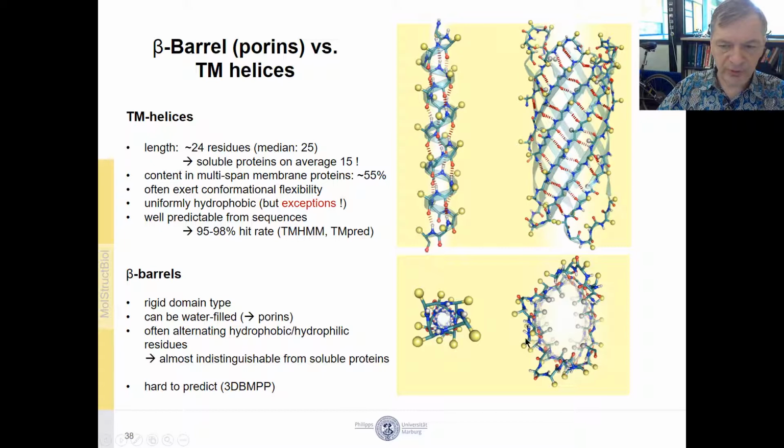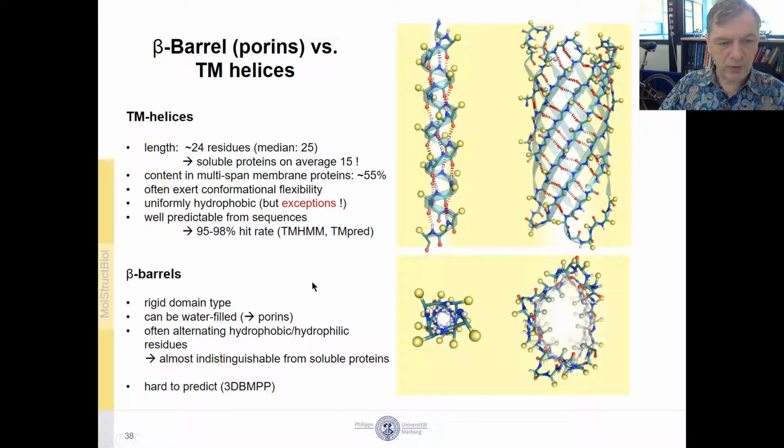It's very hard to predict this from the sequence because, due to the architecture of these proteins, many of them are alternating hydrophobic, hydrophilic, hydrophobic, hydrophilic. So they look like inverted soluble proteins, where the hydrophobic groups look outside of this fold and hydrophilic residues look inside to this fold. And they are also mostly water filled. So in terms of amino acid composition, there's no clear preference for hydrophobic residues as we have seen before. Hard to predict.